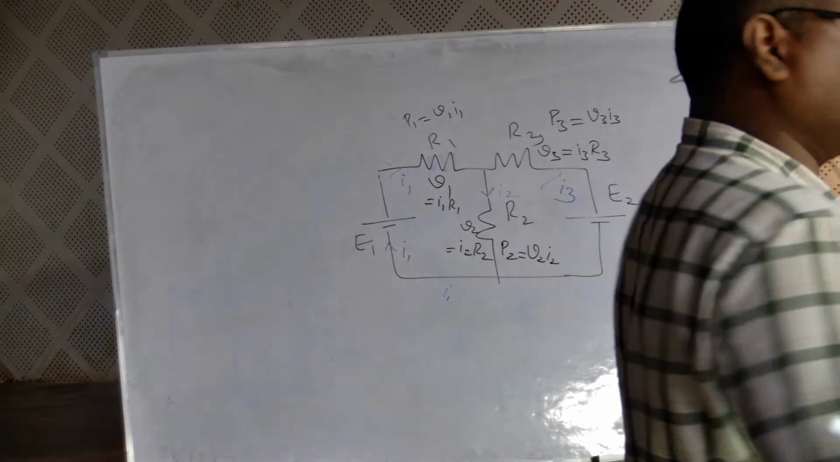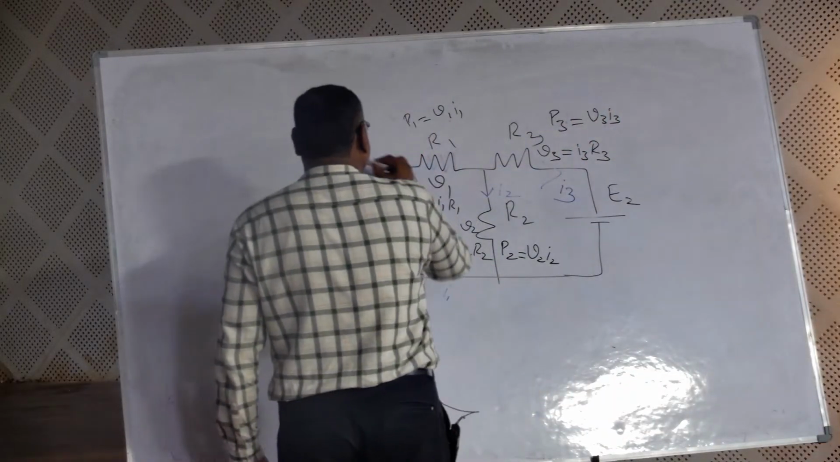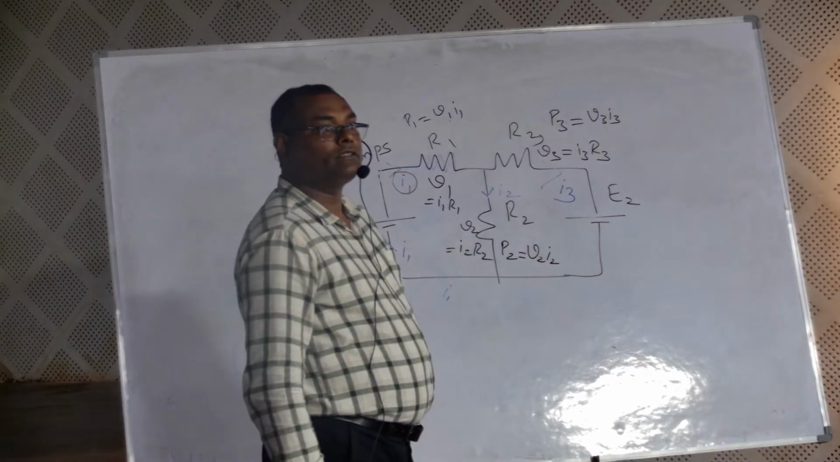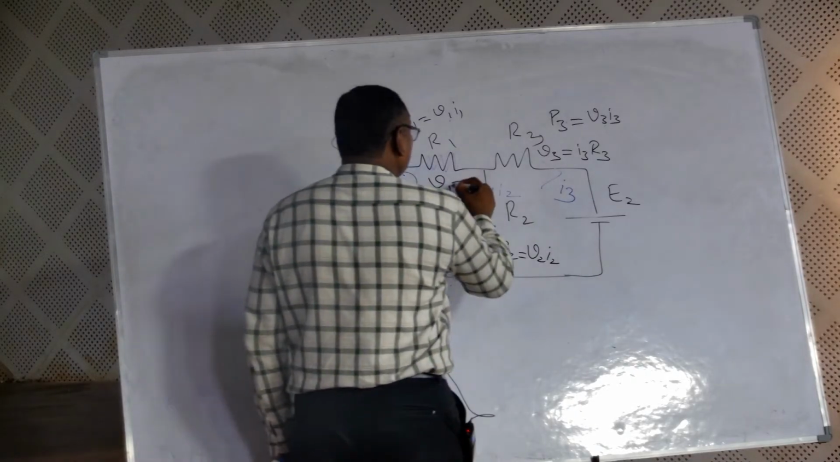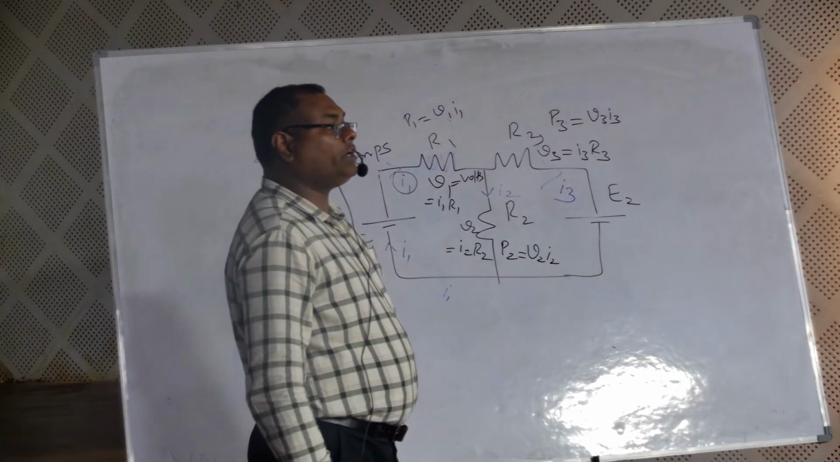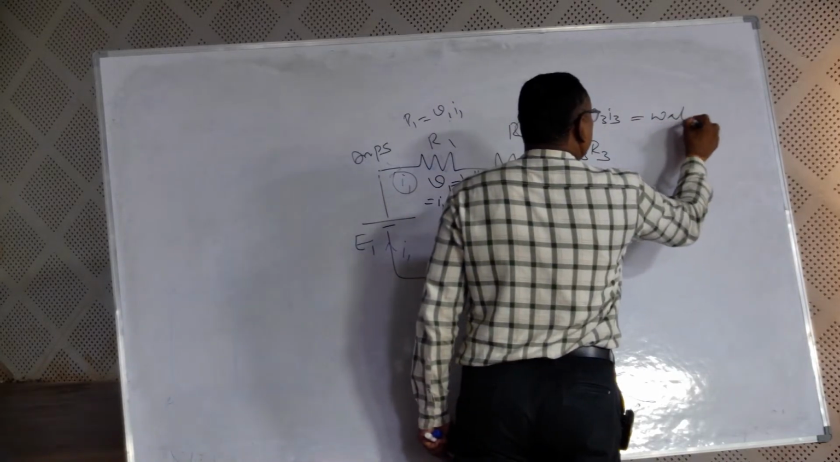Now units. What are the units for current? I1 in amperes. After getting the answer, you have to write it in amperes. What is the voltage drop? Volts. After getting the answer V1, what are the units? Volts. What are the power units? Watts. You have to remember this.